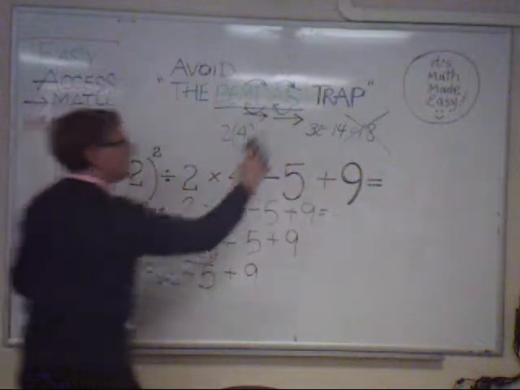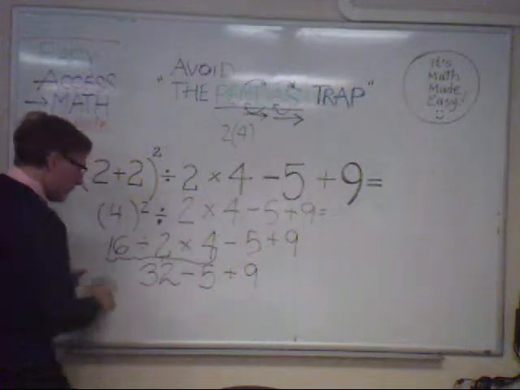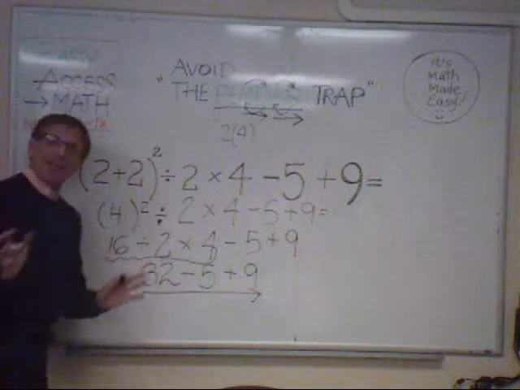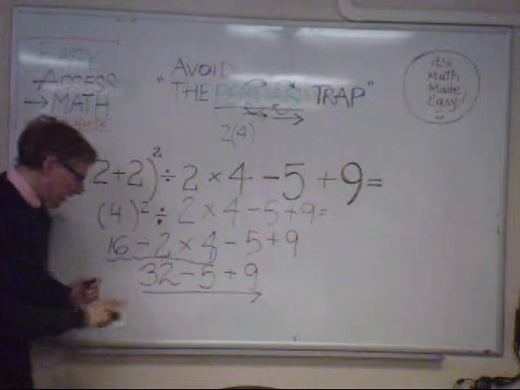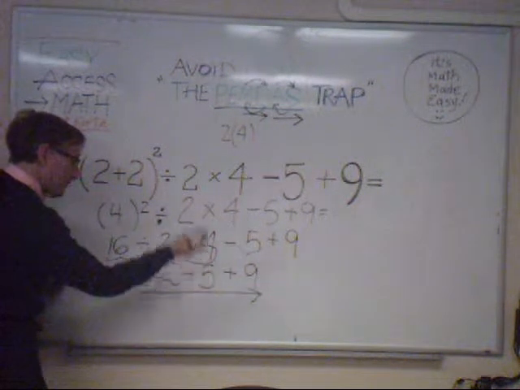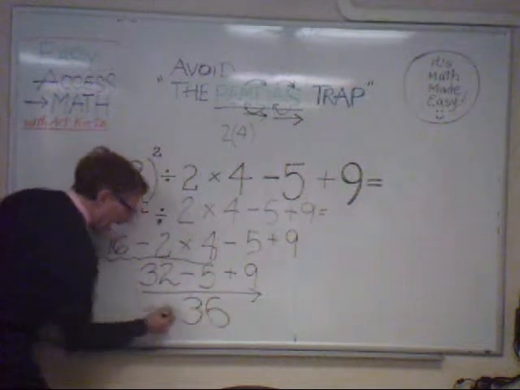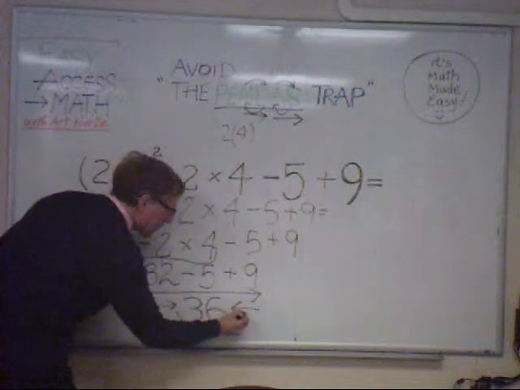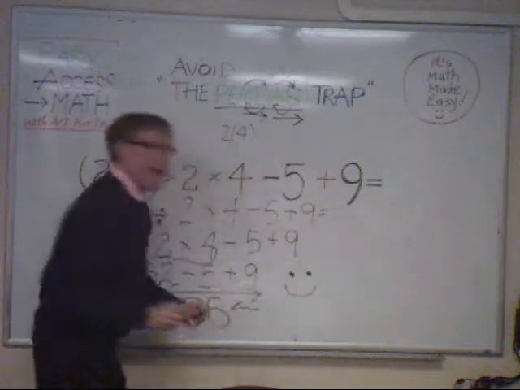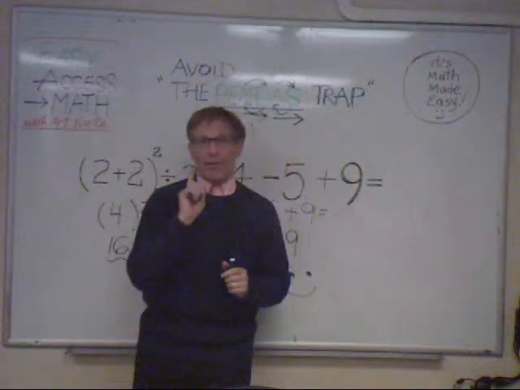What I needed to do, let's erase that. I don't want anyone to see that. What I needed to do was go from left to right. When you have addition and subtraction, they're equal priority, so it's left to right. 32 minus 5 is 27, plus 9 is 36. And that is my answer. I did not fall into the PEMDAS trap. Everybody is happy. So, this is the way you avoid the PEMDAS trap.